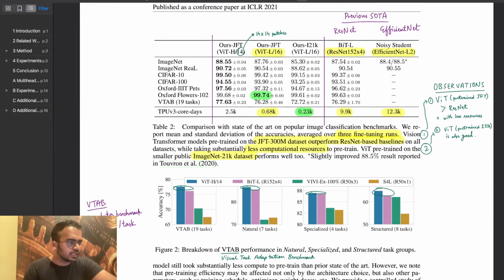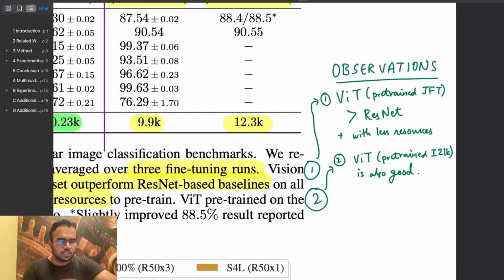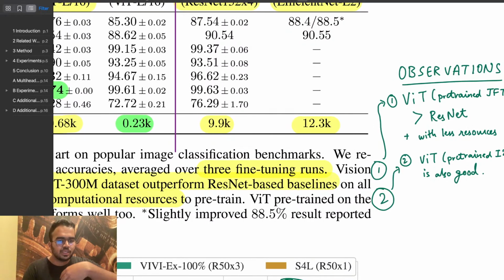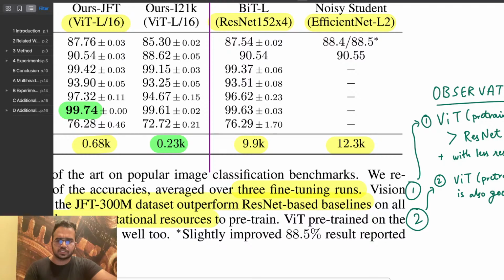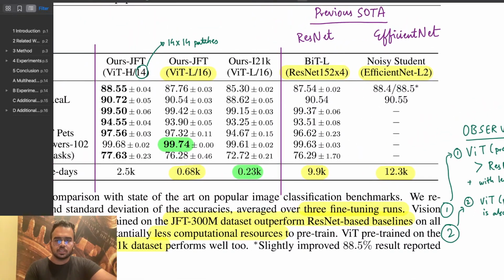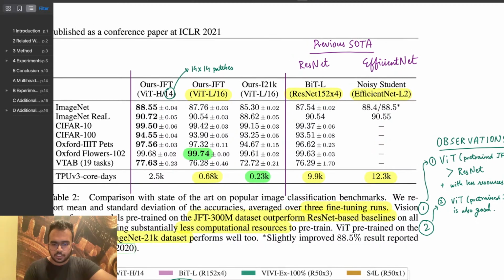Moving on, there are a couple of observations here. ViT pre-trained on JFT has better results than ResNet, additionally with fewer resources. The second observation is that ViT pre-trained on ImageNet-21K is also good. So it does not necessarily require a large dataset like JFT-300M. Even if you pre-train on ImageNet-21K, it has competitive performance with the previous state of the art CNNs, right?